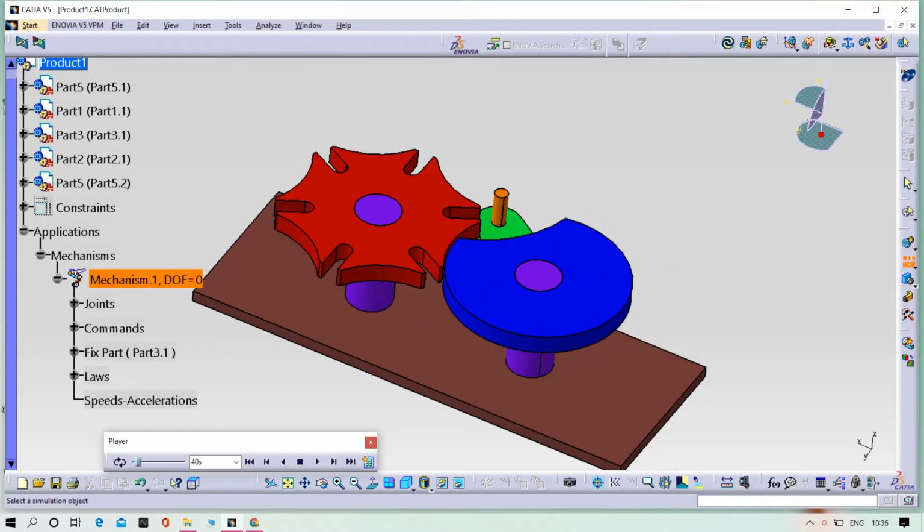This is Yogesh. Today we are going to assemble the Geneva drive mechanism, and also we can do the simulation of that mechanism. Let us start with the assembly of Geneva drive mechanism.